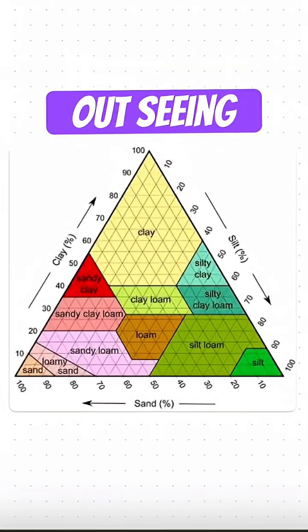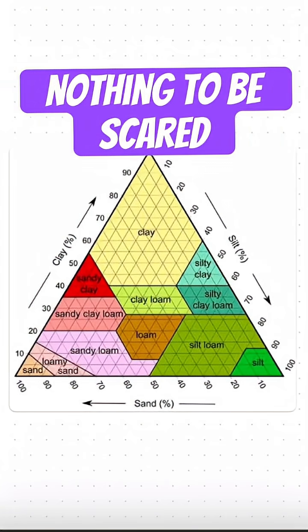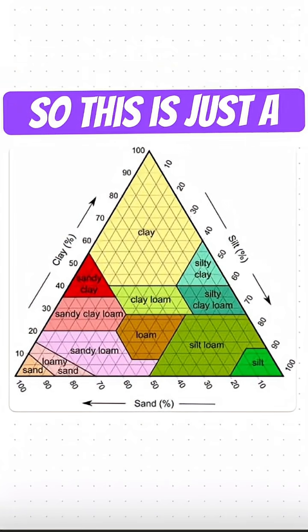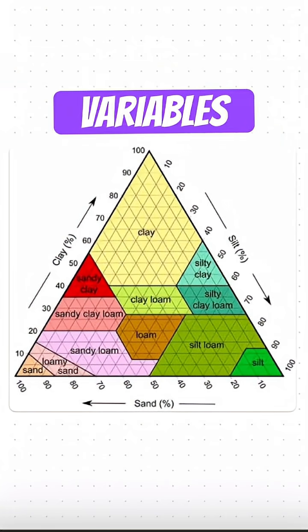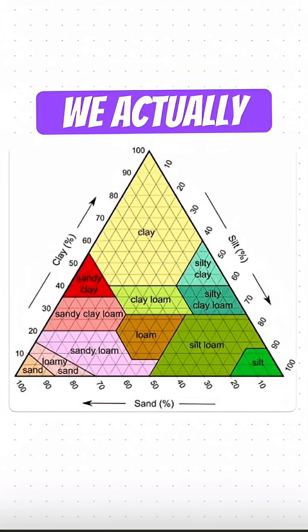Have you freaked out seeing one of these graphs on the GAMSAT? Well, today I'm going to show you that these are actually nothing to be scared of. So this is just a plain old graph, but it has three variables on it, and it's in a triangle, which is really weird. So if we look at it, we actually have three variables.